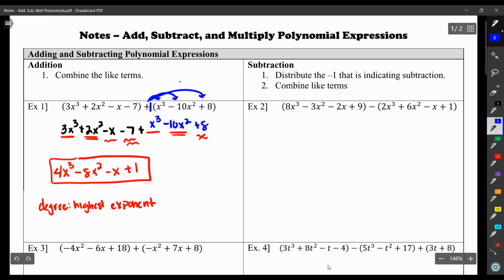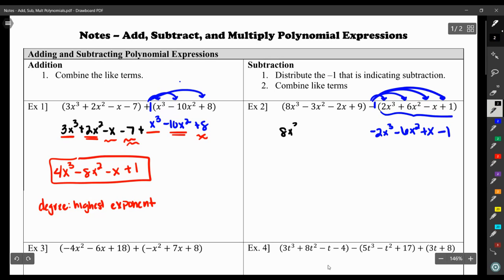The only difference is when you do subtraction, if you multiply through by a negative 1, now you're changing this right side polynomial. So negative 1 times 2x to the third is negative 2x to the third. Negative 1 times 6x squared is a negative 6x squared. Negative 1 times negative x is positive x, and negative 1 times positive 1 is negative 1. So with subtraction, you have to remember to distribute the negative 1 that is indicating subtraction. Otherwise, you will end up with the wrong signs on your terms for your polynomial.